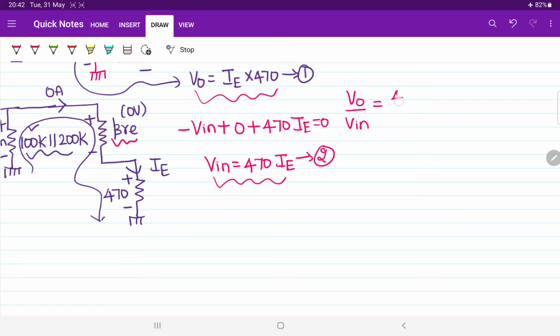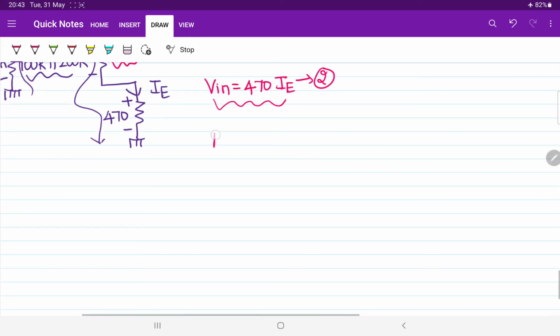Output voltage is 470 into emitter current IE. Input voltage is also the same, 470 into emitter current IE only. What is the conclusion? It will get cancelled out. Resultant, we are getting 1. So it's a beautiful conclusion. The conclusion is that the voltage gain of the given circuit is equal to 1.